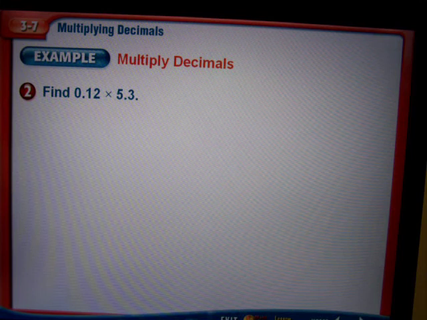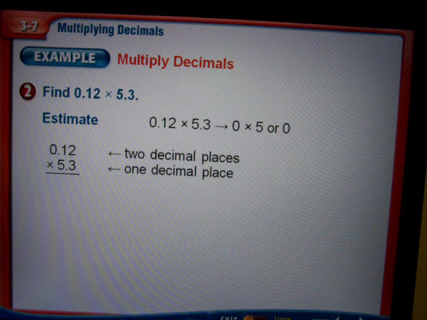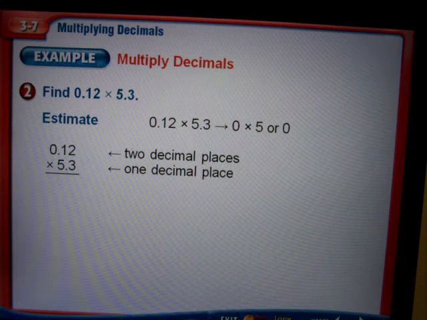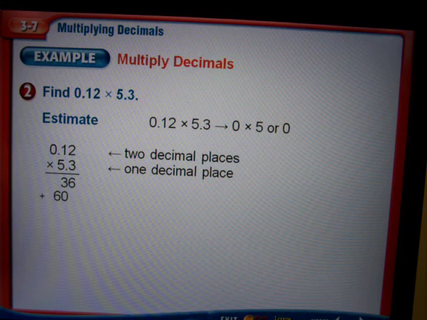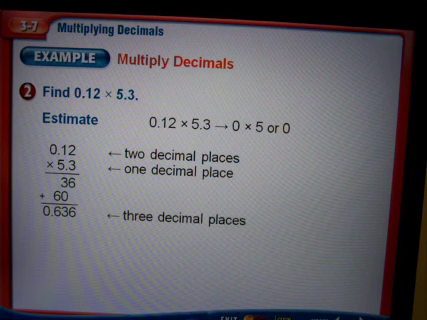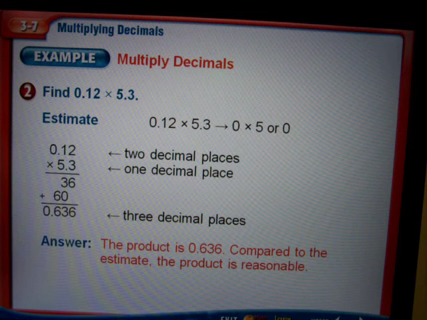Now we're going to find 12 hundredths times 5 and 3 tenths. So we're going to estimate first of all. So the number is going to be actually pretty small. Not that it'll actually work out to be 0, but notice we have 2 decimal places in our 12 hundredths and 1 in our 5 and 3 tenths. So our answer is going to have 3 decimal places. Multiply as if we were multiplying with whole numbers. And notice that our number is less than 1. So when we compare our answer to the estimate, we can say that our product is reasonable.